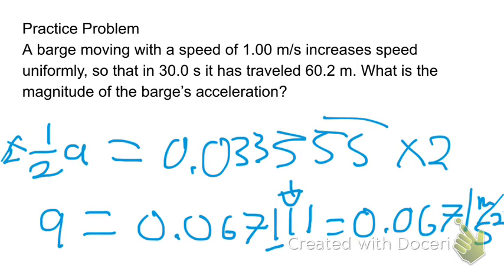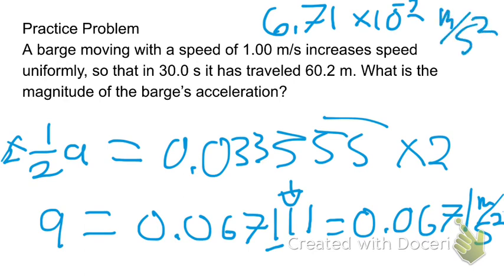If you want to get rid of the zeros and make yourself happier, which I think looks nicer, put 6.71 times 10 to the negative 2 meters per second squared. You can write it in scientific notation. Yay. There's your answer to the problem. Woohoo! That one was a long one. The others weren't that long. Yes, that one was a long one.